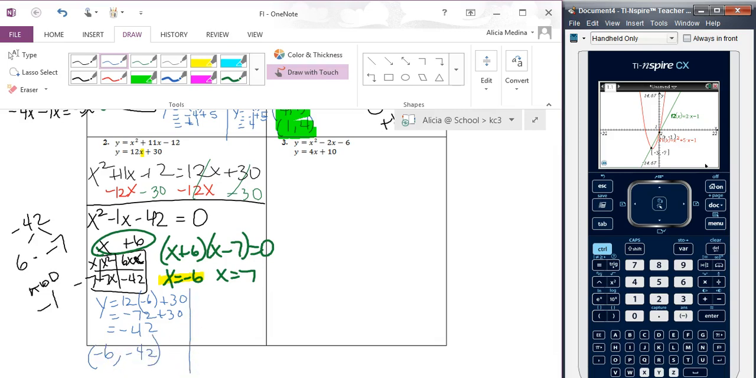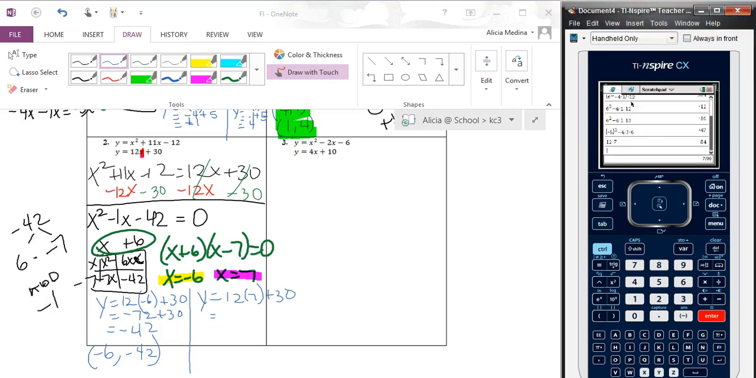Still have to go ahead and substitute that 7. Again, for wherever I have one of the x's, I'm going to use that same equation. And I get y is going to equal 12 times 7 plus 30. 12 times 7 is 84, plus 30. It's going to give me a 114. So x was 7, y was 114. This system has two solutions. Right? Two solutions. And these are my solutions.